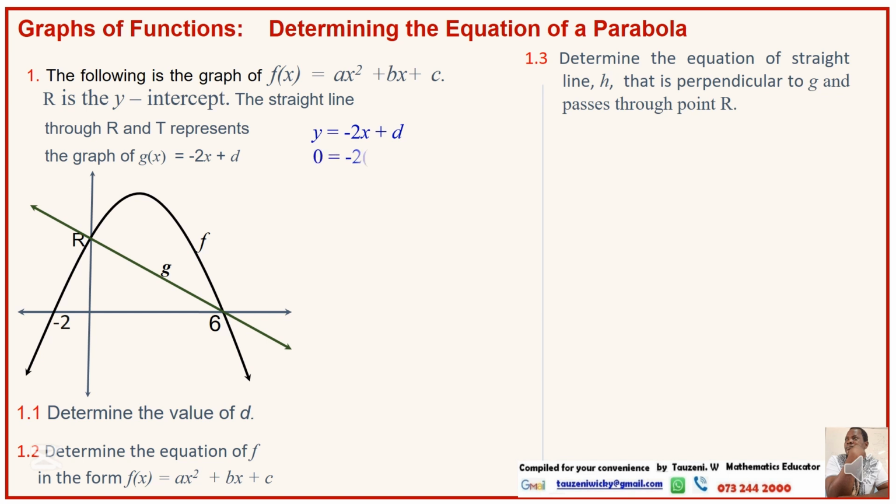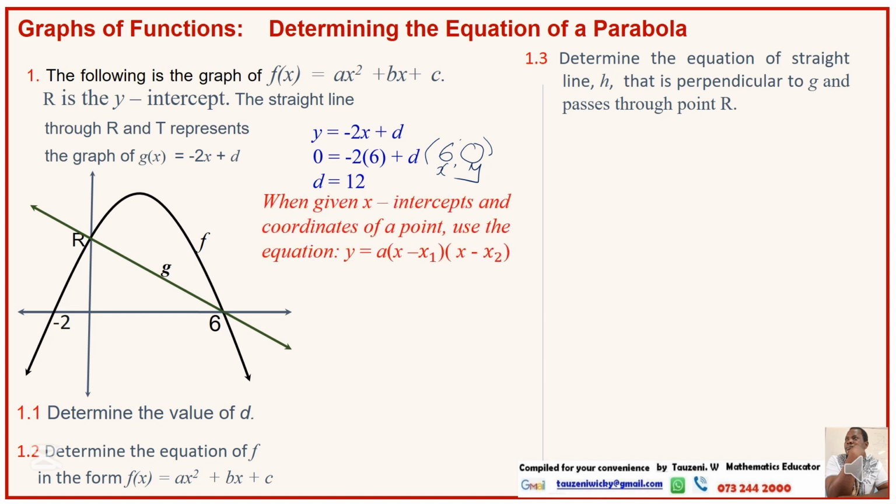So in this case, the graph of G is passing through 6, 0. So to determine the value of D, we simply have to substitute 6, 0 into the equation of G and then work out the value of D. The first one goes into X and the second one goes into Y. So we have substituted Y with 0 and X with 6. And then that will help us calculate the value of D. D is equal to 12.